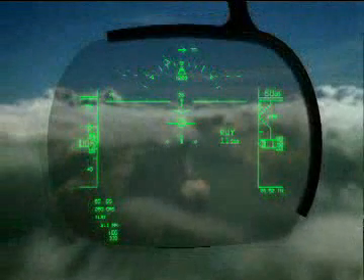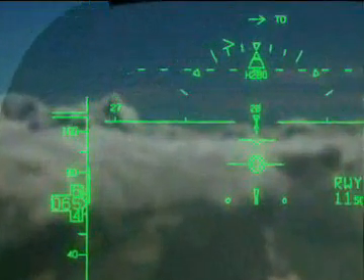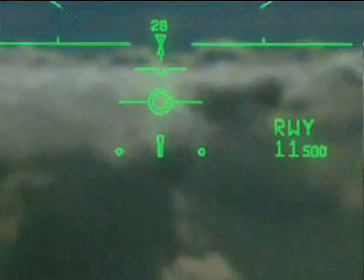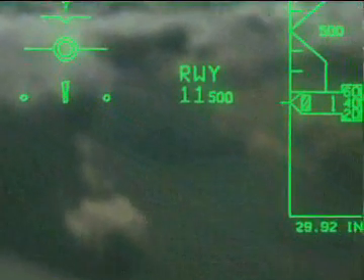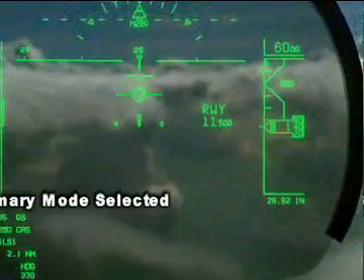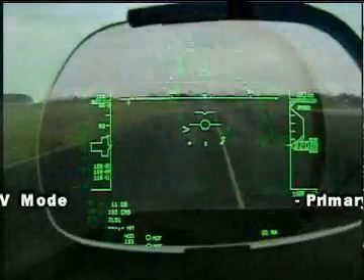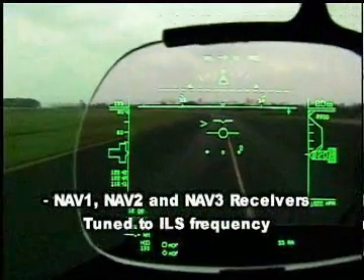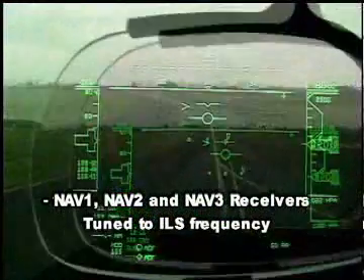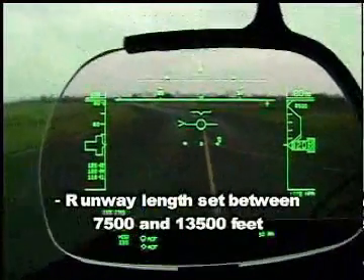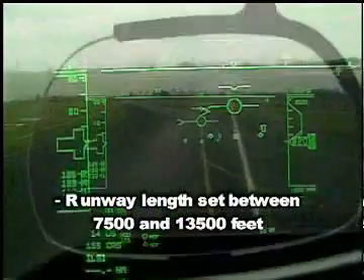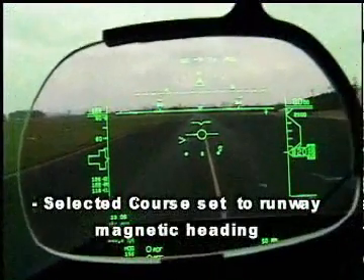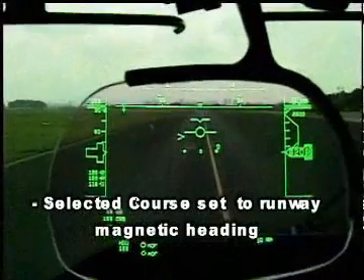The low visibility takeoff display and ground roll guidance cue are automatically provided to the pilot once the following conditions have been established. Primary mode selected. IRS is set to nav mode. NAV1, NAV2, and NAV3 receivers tuned to ILS frequency. Runway length set between 7,500 and 13,500 feet. Selected course set to runway magnetic heading.